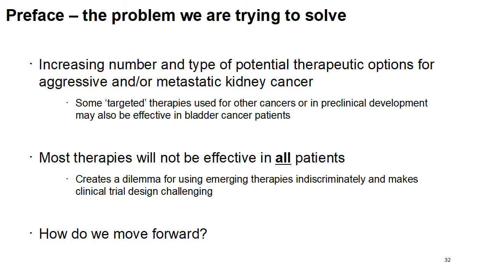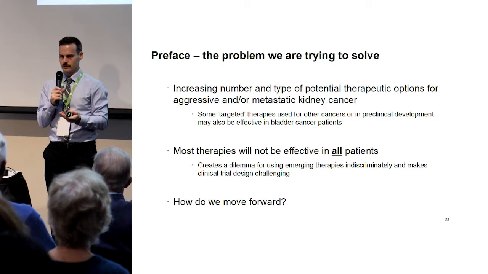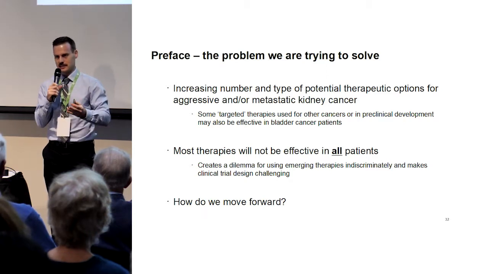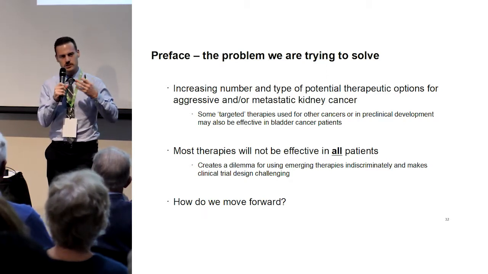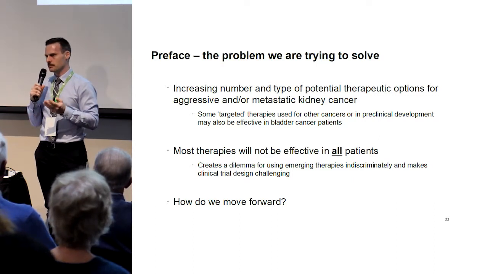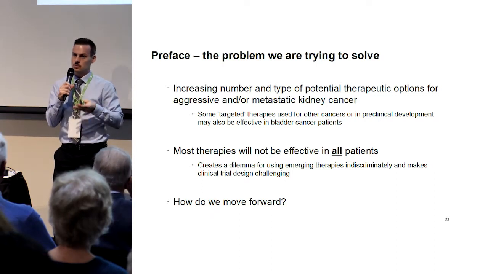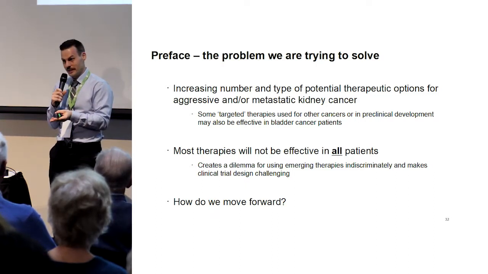So I think, as you guys know, there's an increasing number and type of potential therapeutic options for aggressive or metastatic kidney cancer. That's not to say they're necessarily approved, but there's a lot of research proposing novel ideas and novel targeted approaches. But the reality, looking down the road, is that most of these therapies will not be effective in all patients.